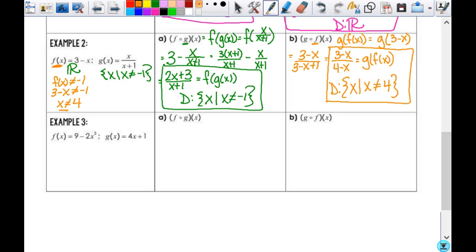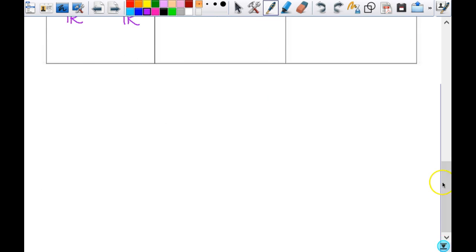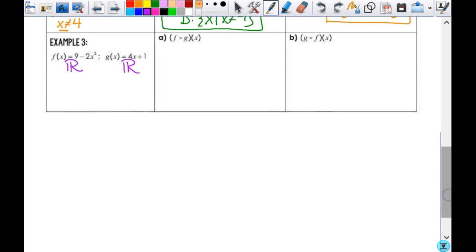All right, let's look at example 3. What's this domain? All real numbers. What's this domain? All real numbers. That's great news, because when they're both all real numbers, the domain answers all real numbers. Okay, so we still have to work it out. Oh, goodness. All right, so f of g of x is equal to f of 4x plus 1. So that's equal to 9 minus 2 times 4x plus 1 cubed. All right, so I'll give you a minute to work that out.